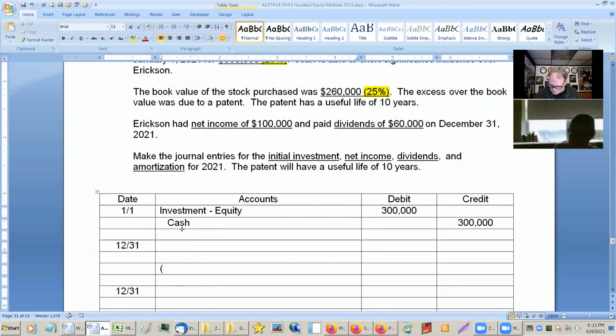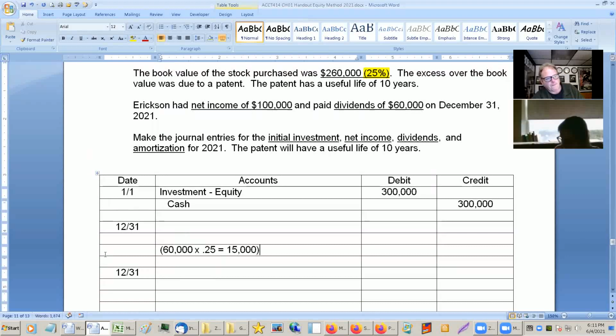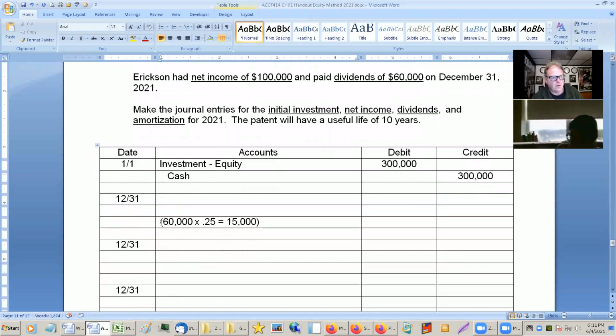And then the amortization would be, okay, so let's see, amortization. I guess the patent is the 10 years. Excess was due to the patent, so the patent is 40,000 over 10 years, so that'd be 4,000. So we'd be debiting equity income 4,000 and crediting investment equity 4,000.